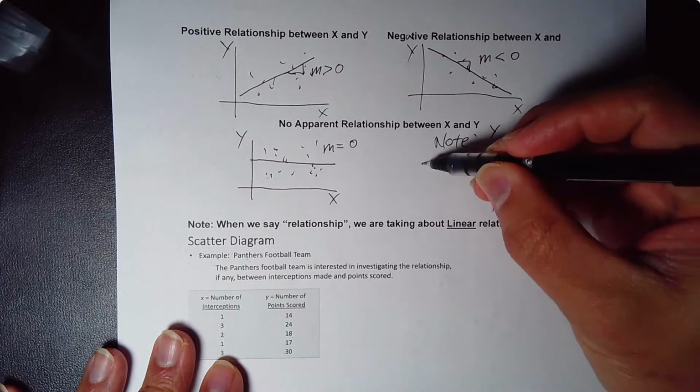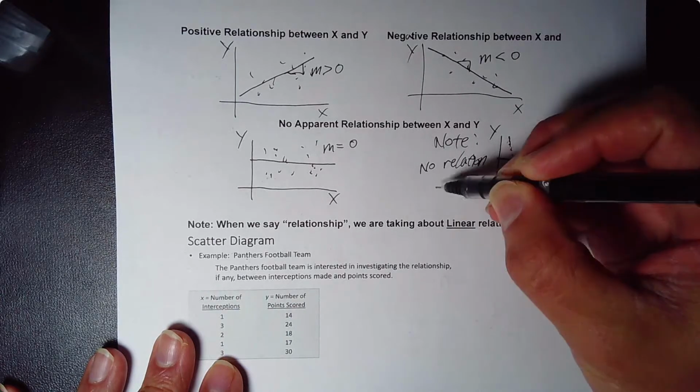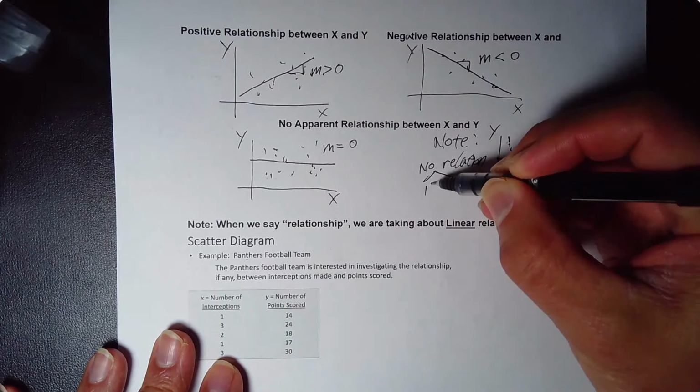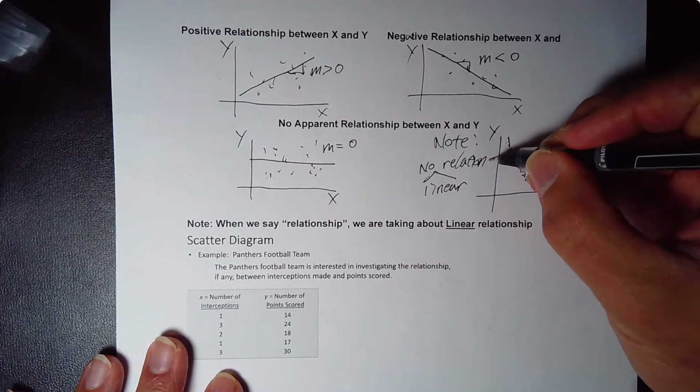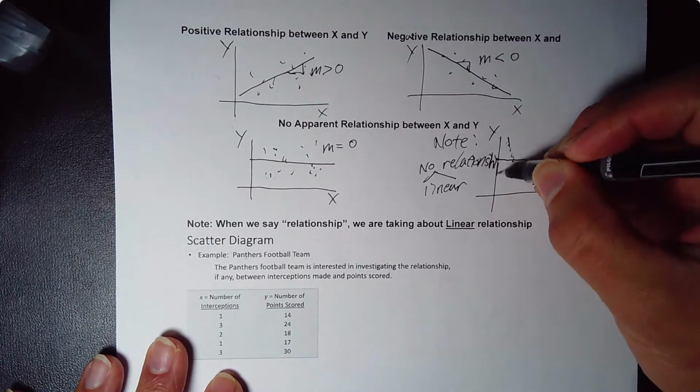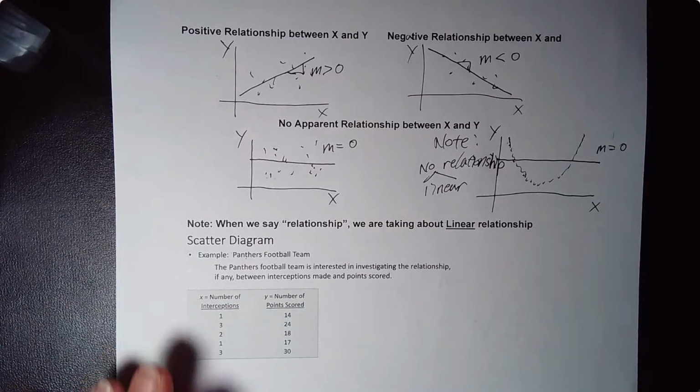So when we say no relation, we should be clear. It should be no linear relation or relationship. Now, in statistics, we focus a lot on linear relationships. And so a lot of times, just out of convenience, we will not say linear. We will just say relationship.